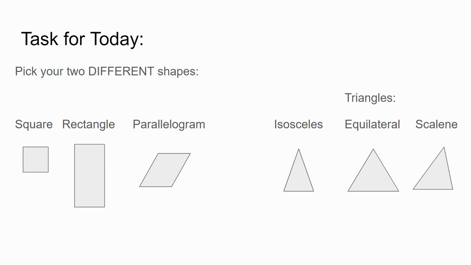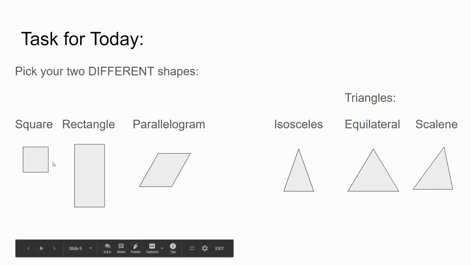So your task for today is just to pick your shape. I picked a parallelogram and an isosceles triangle. I want you to pick two of these shapes, any two. So you can pick a square and a rectangle. You can pick a rectangle and a scalene triangle. Here's an example of what they look like.